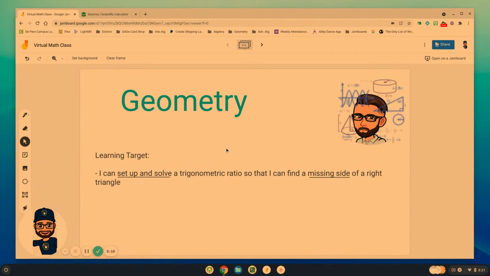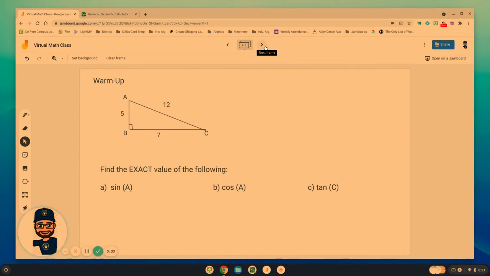Today our focus is going to be setting up and solving trigonometric ratios so that we can find the missing side in a right triangle. All right, so we have to be able to set up and solve these trig ratios in order to find the missing side. Now, before we get there, I want to try a few warm-ups based on yesterday's video lesson.